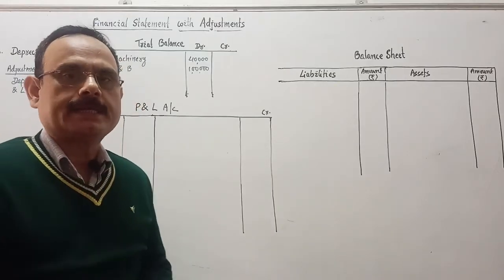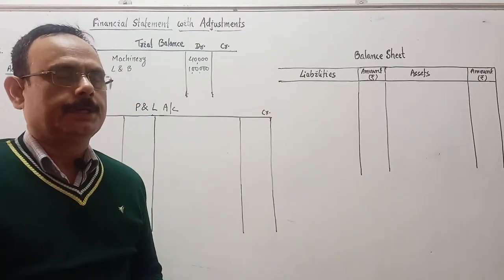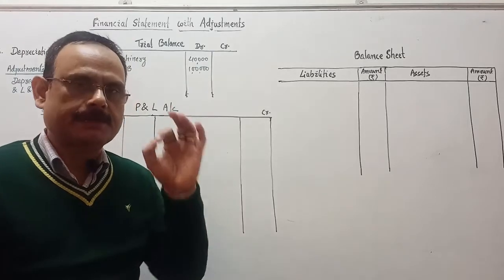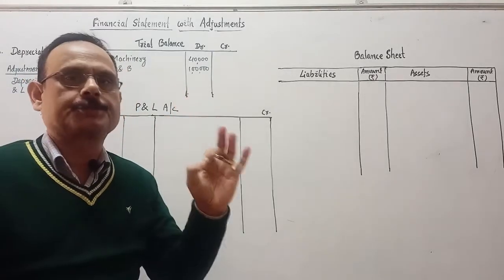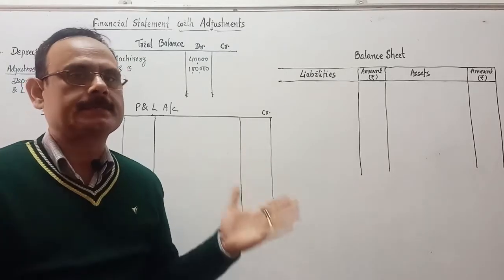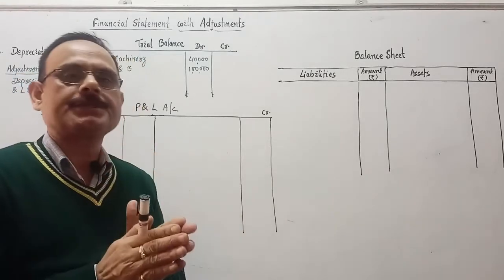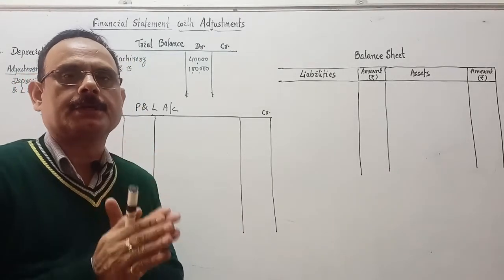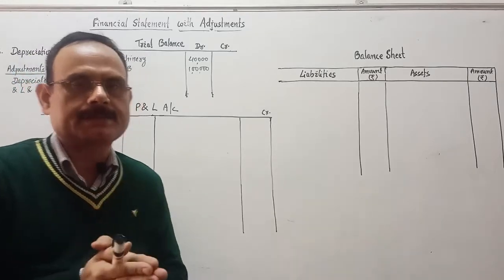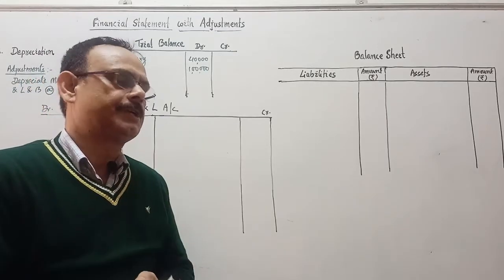Now coming to the next adjustment, depreciation. If information related to depreciation is given in the adjustment after the trial balance or outside the trial balance, then it's an adjustment. So if information related to depreciation on fixed assets or amortization of intangible assets is given, then we write the depreciation.